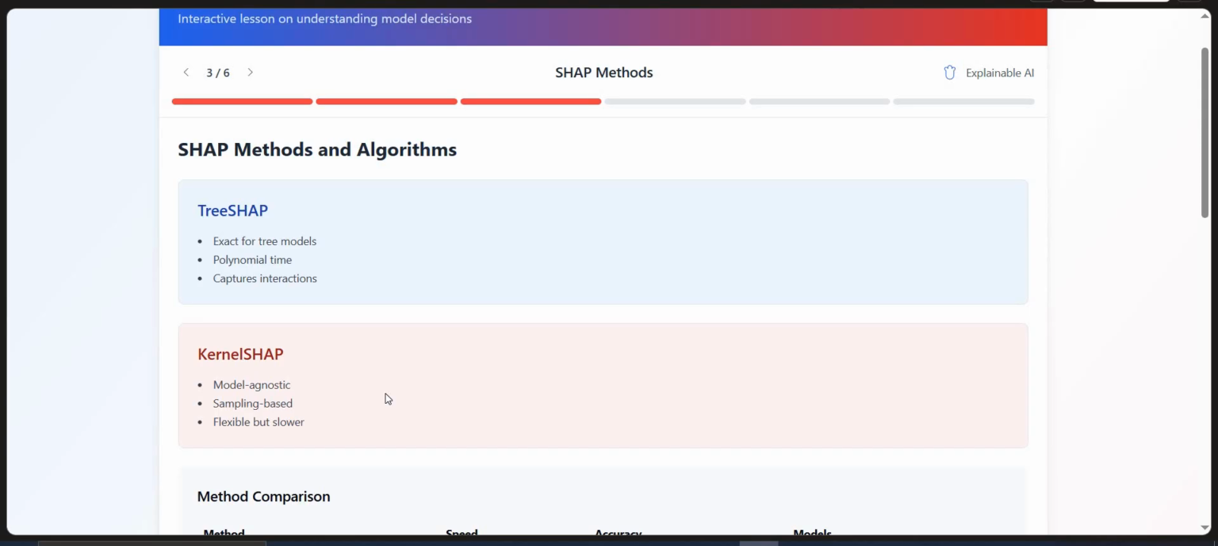If we compare them side by side, Tree SHAP is fast and exact, but only for trees. Kernel SHAP is slower, approximate, but it works with anything.